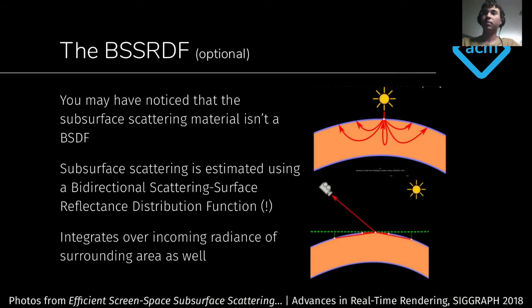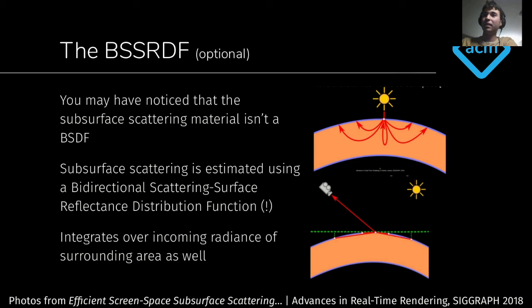Okay, so this is an optional slide. It looks like we have some time, so I'll go over this. You might notice that the subsurface scattering material isn't really listed as a BSDF in Blender. That's because it's what's called a BSSRDF. So this is just a lecture of progressively longer acronyms.